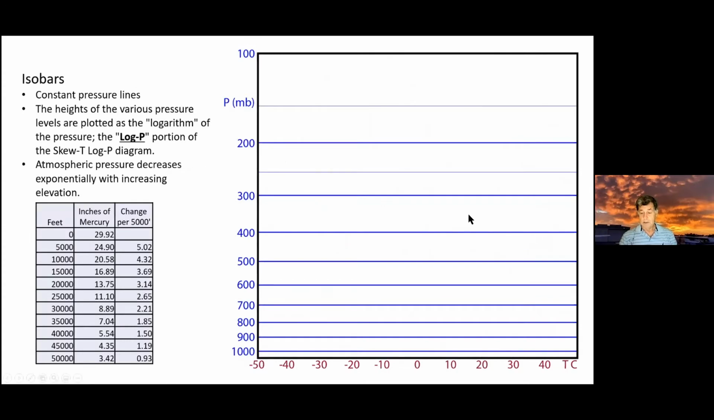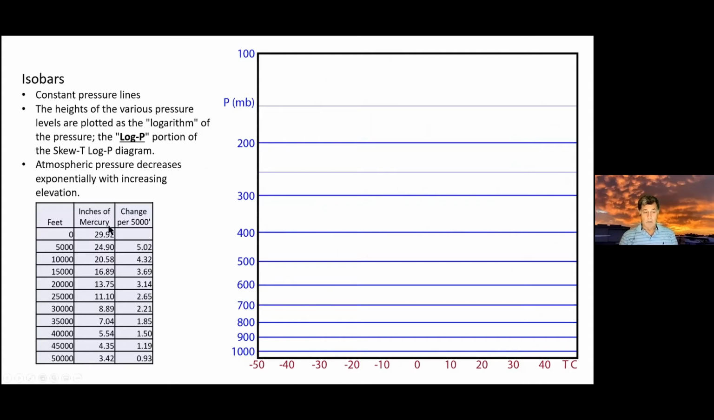These are the pressure lines. And the pressure does not change uniformly with altitude. It's not a linear change. And because of that, they plot the pressure or our altitude logarithmically. So for those of you that are math inclined, you know exactly what that means. For the rest of us, just trust it. It makes it so that we can look at the data visually and make sense out of it without having to worry about the fact that our pressure doesn't change uniformly with altitude.